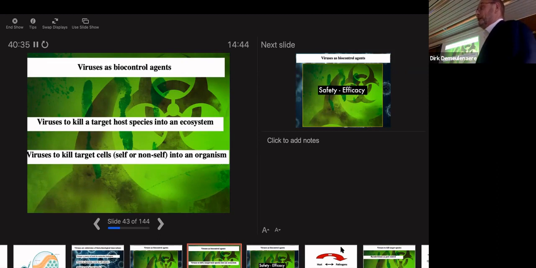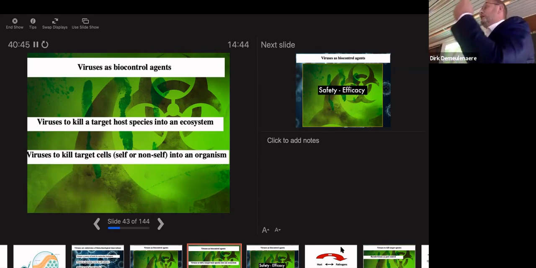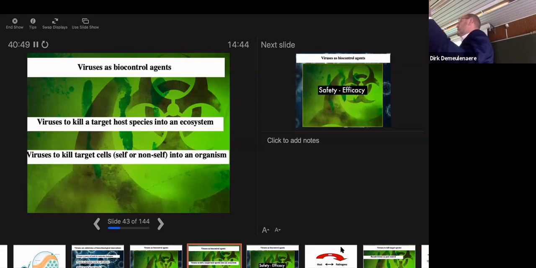Let's imagine that you want to kill rabbits. You don't like rabbits. You had a problem with a rabbit when you were a small boy, a small girl. You want to get rid of rabbits. You take a virus killing rabbit and you spread this virus into the ecosystem. This virus, if it is specific for rabbit, will kill the rabbit and not kill the other species.